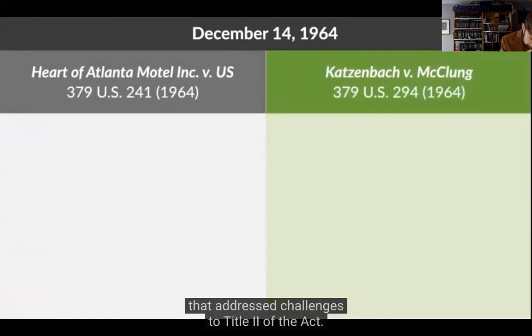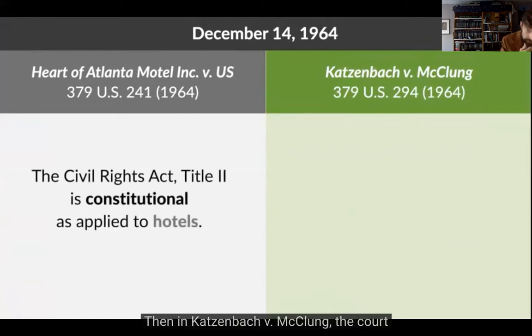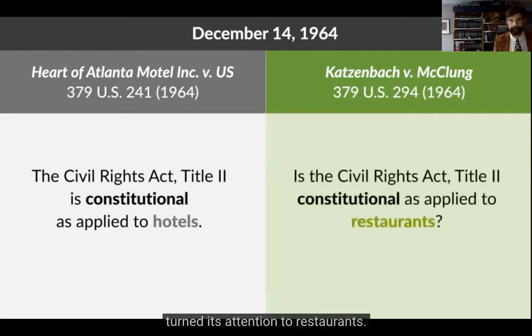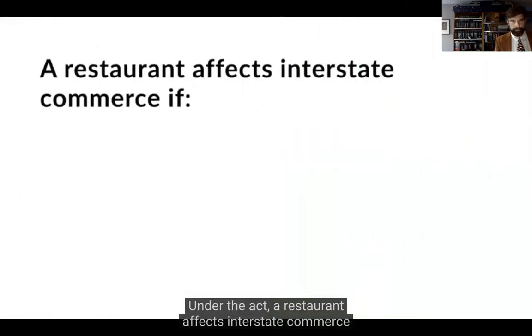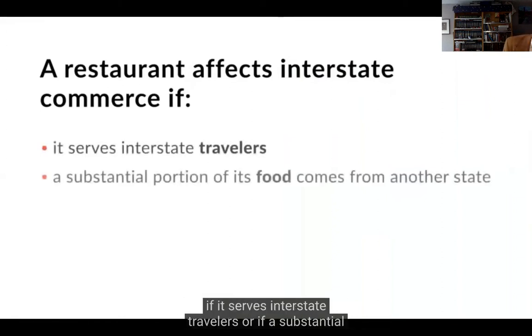On the same day in 1964, the court issued two decisions that addressed challenges to Title II of the act. In Heart of Atlanta Motel, Inc. versus United States, the court upheld the constitutionality of Title II as applied to hotels. Then, in Katzenbach versus McClung, the court turned its attention to restaurants. Under the act, a restaurant affects interstate commerce if it serves interstate travelers, or if a substantial portion of its food comes from another state.